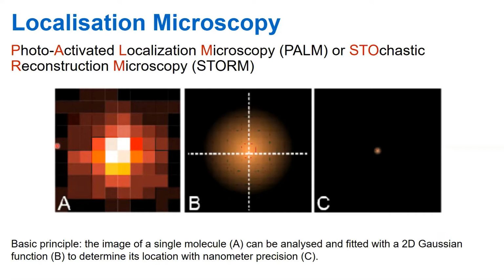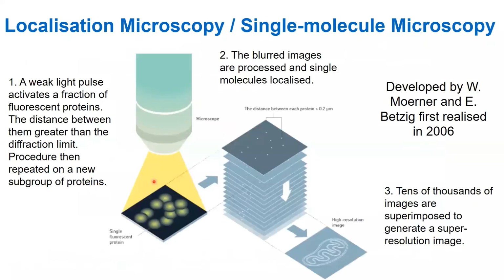So you can see here this kind of spot. This is fluorescence coming from a single molecule. You can't resolve it, you can't see the edge of where that molecule is, but you can do a fitting procedure to try to localize the center of that molecule. And that's what these localization techniques involve.